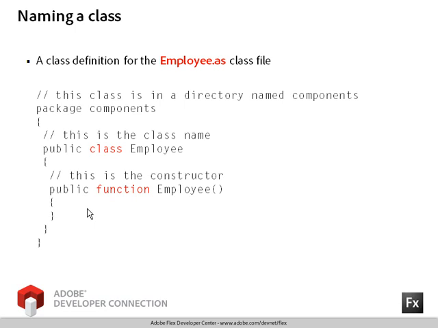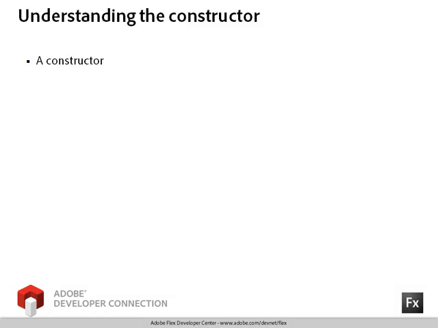Based on the naming rules that I just outlined, because the name of the class and constructor are employee, you can infer that the text file is also named employee.as. The package statement also tells you that the employee.as file is stored in the components subdirectory of your Flex project.